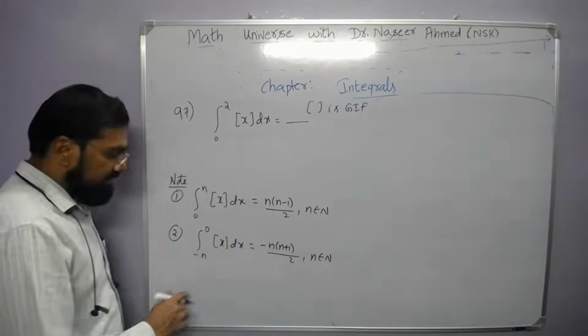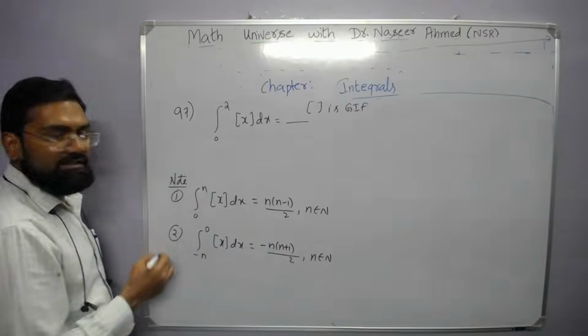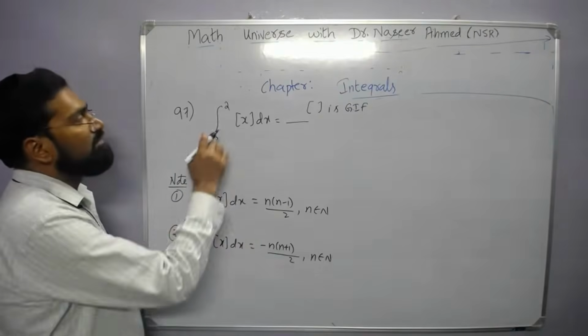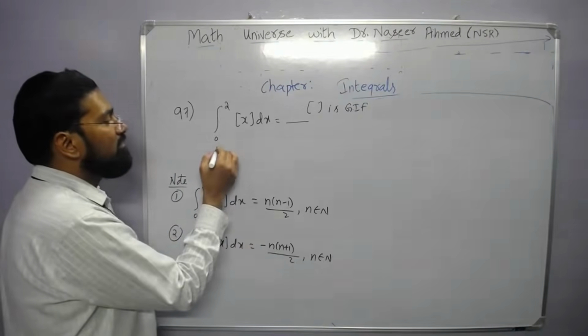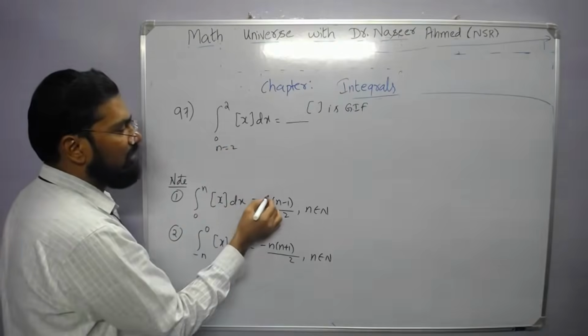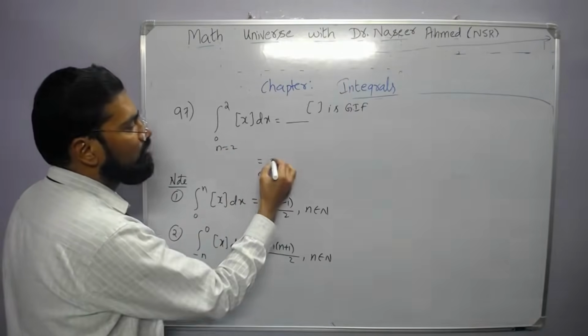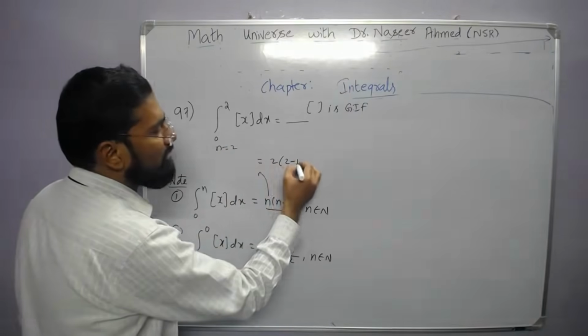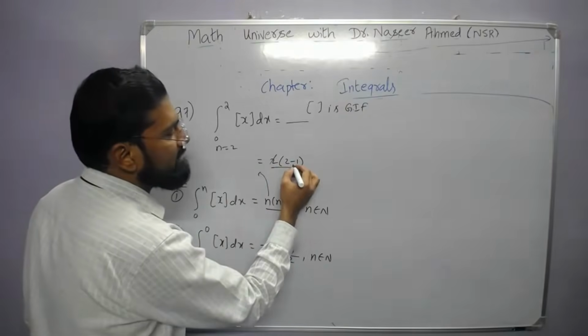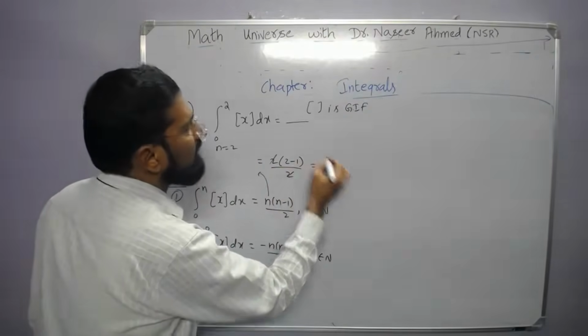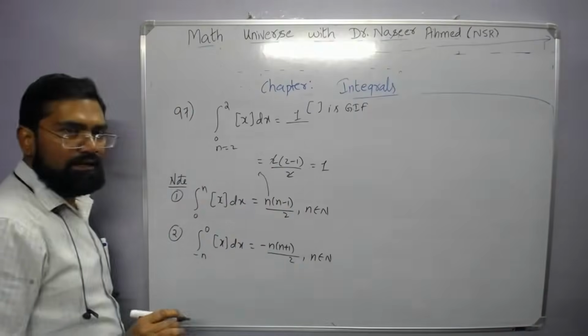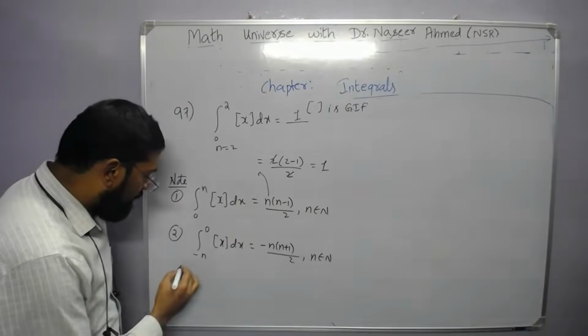Now let us apply it. Here we have 0 to n, and 0 to 2, so in place of n we have 2. So n is equal to 2 if I use this formula. What I'm going to have is 2 into 2 minus 1 divided by 2. The 2 and 2 get cancelled. 2 minus 1 is 1. Therefore the answer of this is 1.